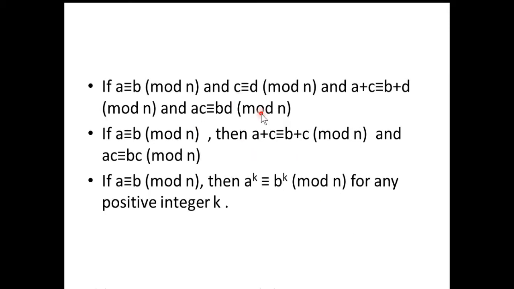If a is congruent to b and c is congruent to d, then a plus c is congruent to b plus d, and ac is congruent to bd. That means you can add and multiply the respective sides. And if a is congruent to b mod n, then a plus c and b plus c are congruent mod n, and ac and bc are also congruent mod n. And if a is congruent to b mod n, then if you take the kth power of these two numbers, they are also congruent mod n.